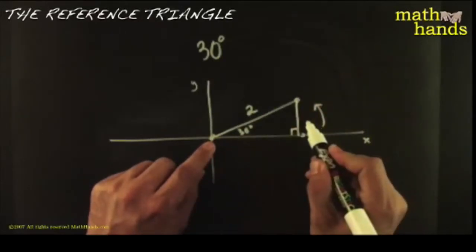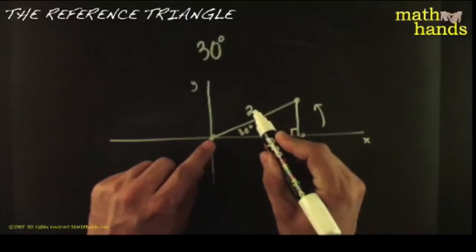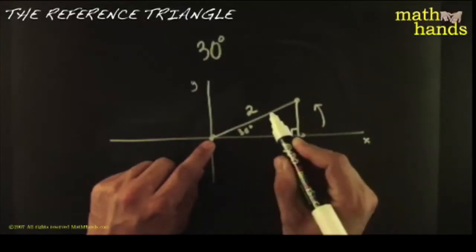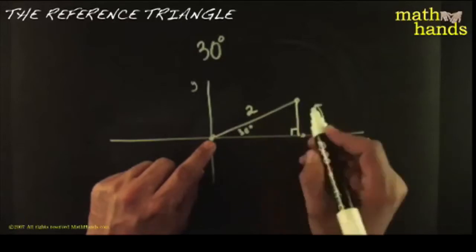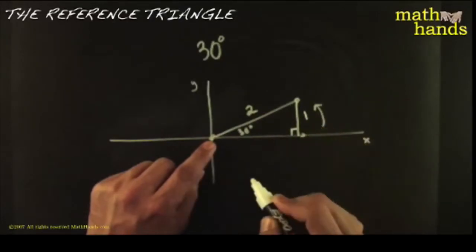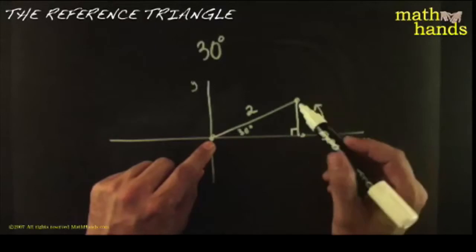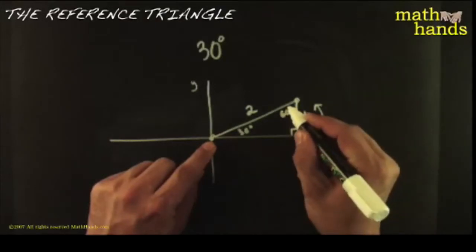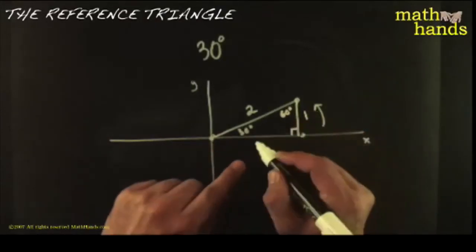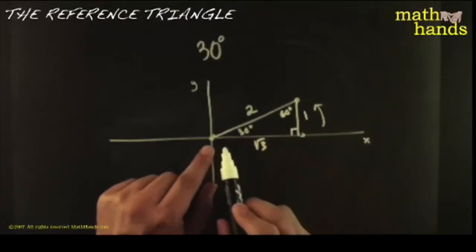Across from 30, you always find the small one, which is half the hypotenuse. 2, half of that. Use your calculator if you have to. 2 divided by 2. Go ahead, use your calculator. That would be 1. I'm just kidding about that. And then across from 60, you take the small one and multiply by the square root of 3. So there it is.